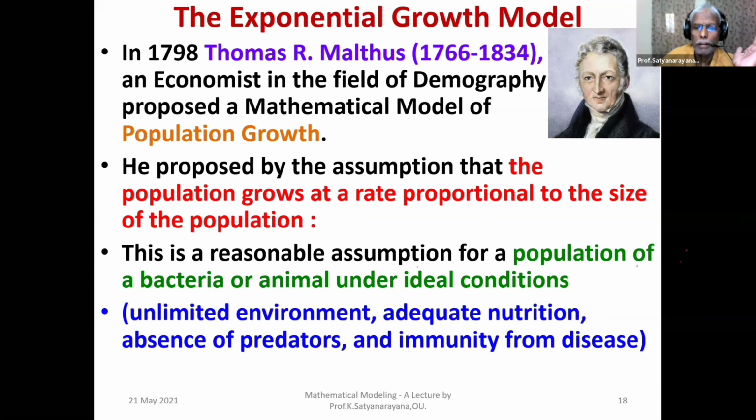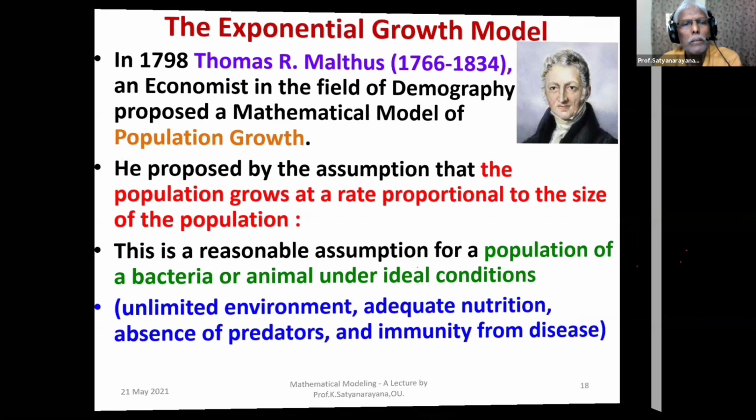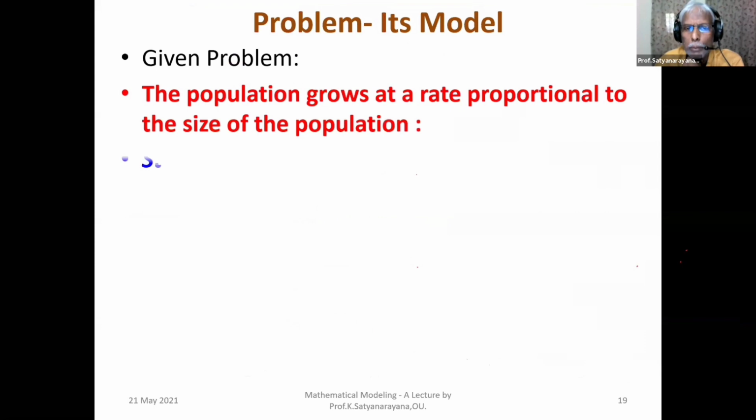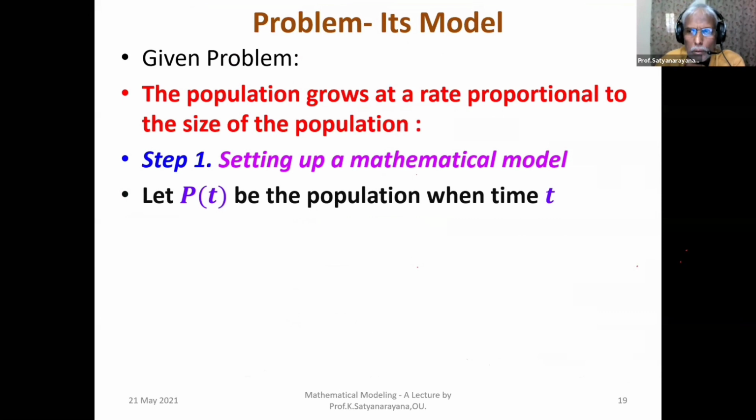So let's see. Problem, its model. What is the problem? The population grows at a rate proportional to the size of the population. First step, you set up the mathematical model. Let P(t) be the population at the time t.